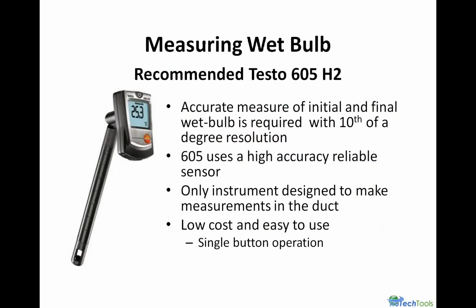Wet bulb. We typically recommend the 605H2 for accurate wet bulb measurement. Wet bulb has to be measured within 1/10 of a degree resolution. The 605H2 has a very high accuracy, reliable sensor for the cost. It's a very inexpensive way to get a high accuracy humidity reading compared to other instruments. So, there are other instruments out there that you could use for this, but this is the one we recommend.